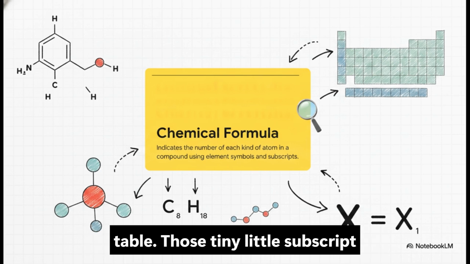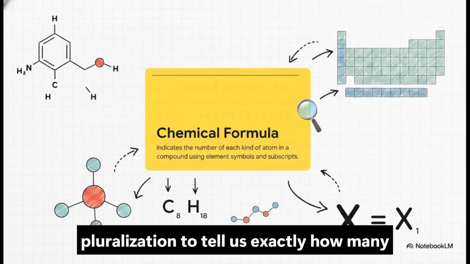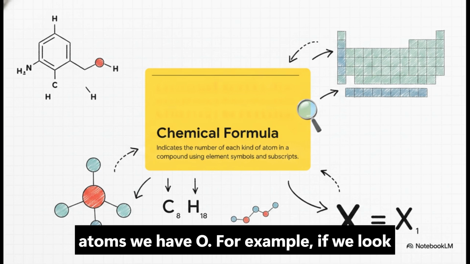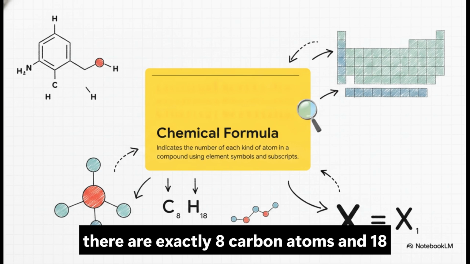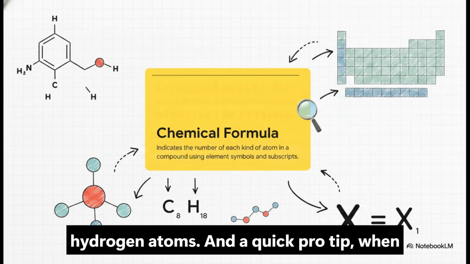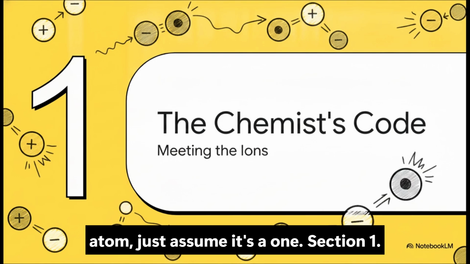Those tiny little subscript numbers act almost like pluralization to tell us exactly how many atoms we have. So, for example, if we look at octane, which is C8H18, that tells us there are exactly 8 carbon atoms and 18 hydrogen atoms. And a quick pro tip, when there's no subscript written next to an atom, just assume it's a 1.